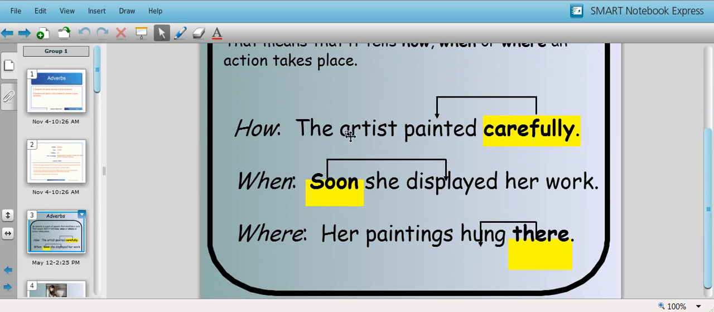In this first sentence, the artist painted carefully. Carefully is the adverb that modifies our verb painted. It tells us how the artist painted, which was carefully. The next sentence is soon she displayed her work. The adverb soon modifies our verb displayed, and it tells us when she displayed her work. And then the last sentence, her paintings hung there. Our adverb there modifies our verb hung by telling us where her paintings were hung.